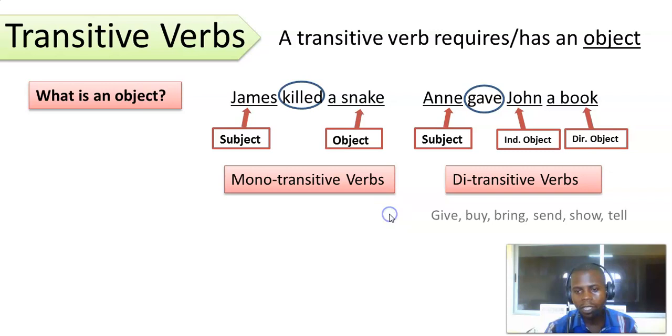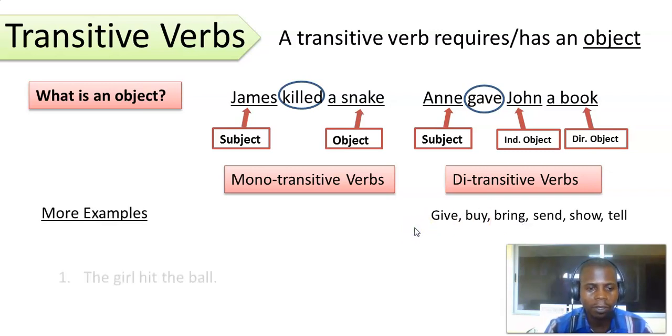Let me quickly give you some more examples of ditransitive verbs. You have give, buy, bring, send, show, tell. All these are ditransitive verbs. They can be used with two objects. Let's look at more examples.